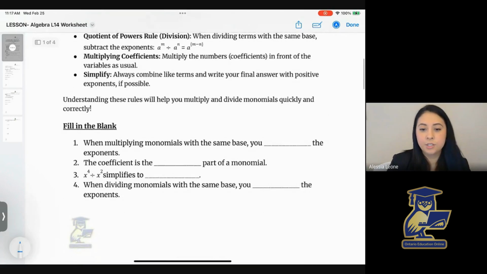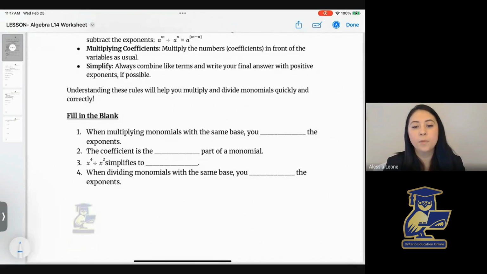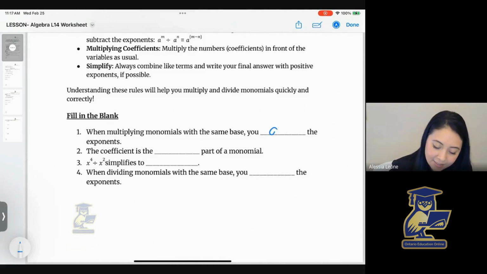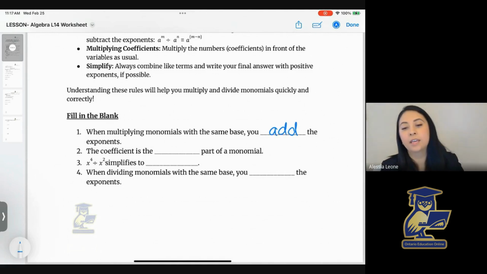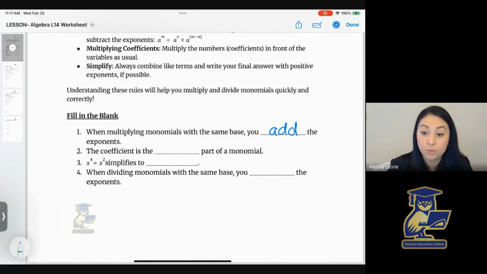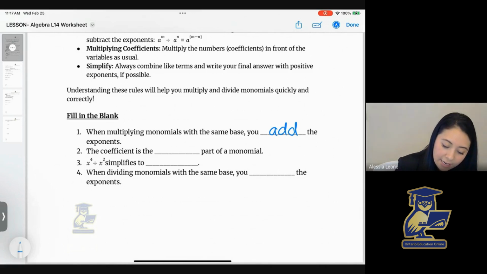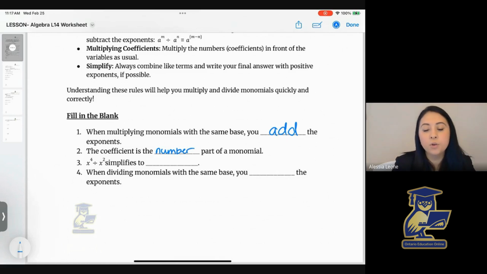Filling in the blanks, let's do that together. When multiplying monomials with the same base, you add the exponents. This is a review of our exponent laws that we just went through last lesson. The coefficient is the number part of the monomial. The coefficient is the number.